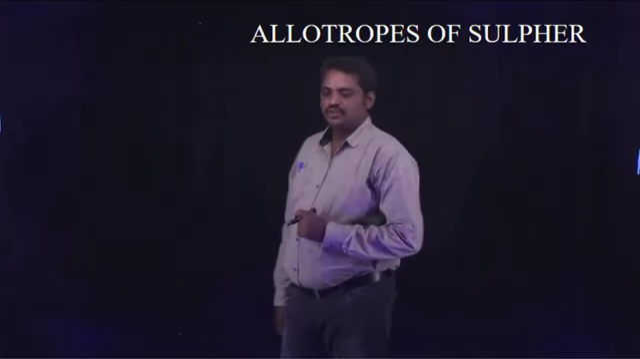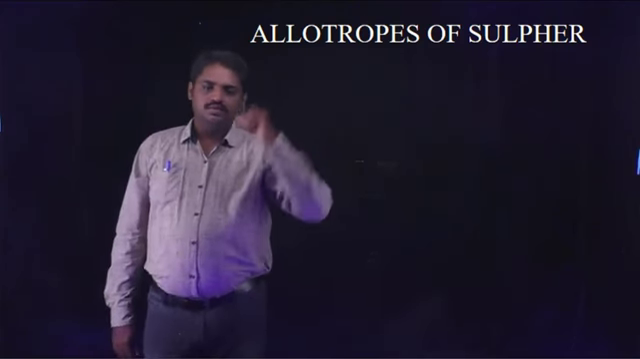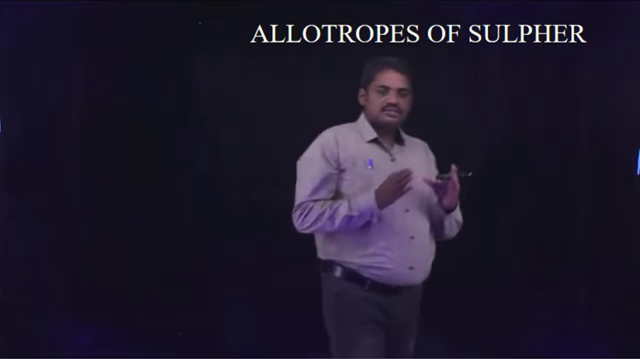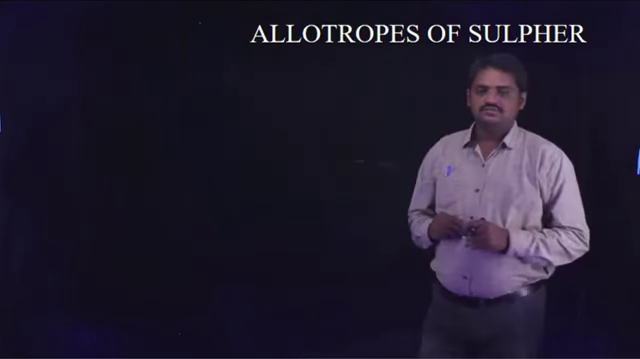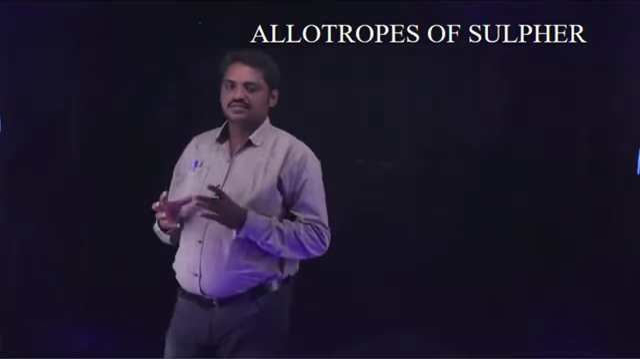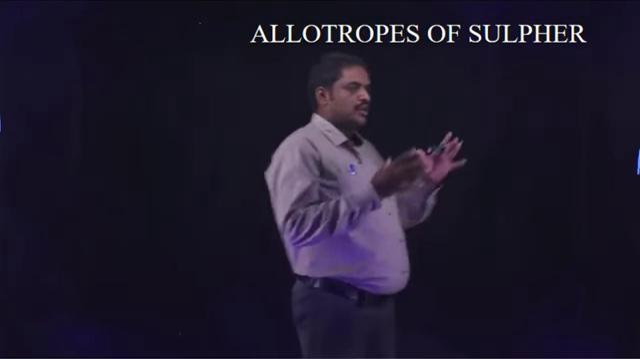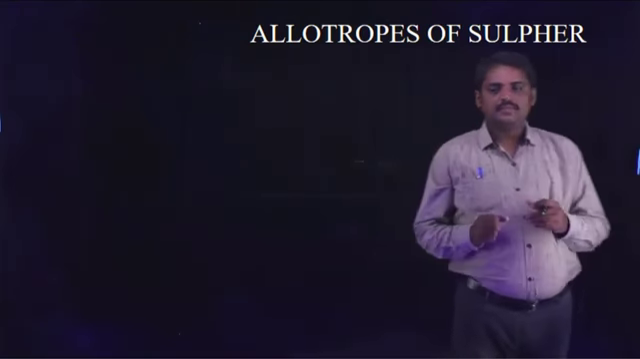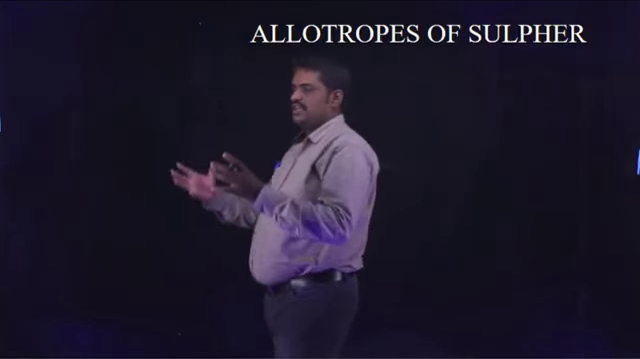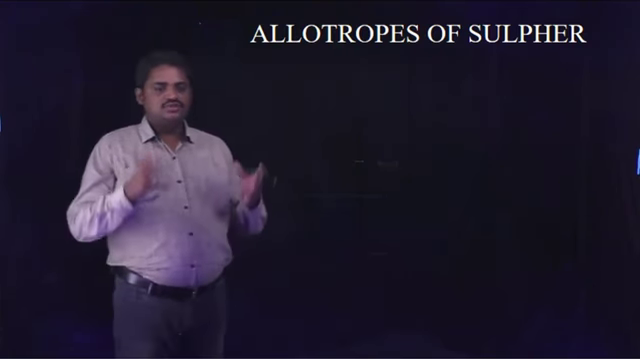Today we are going to learn about allotropes of sulfur. Sulfur is one of the 16th group elements, like oxygen, sulfur, selenium, tellurium and polonium. Polonium is a radioactive element. The remaining elements are known as chalcogens.